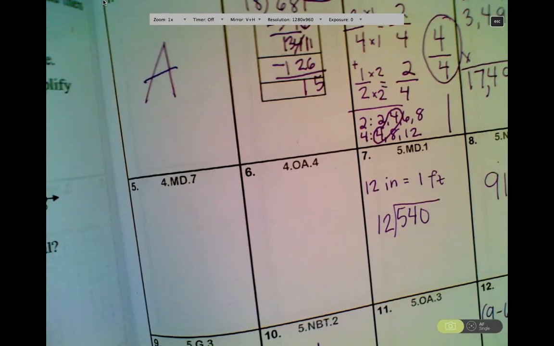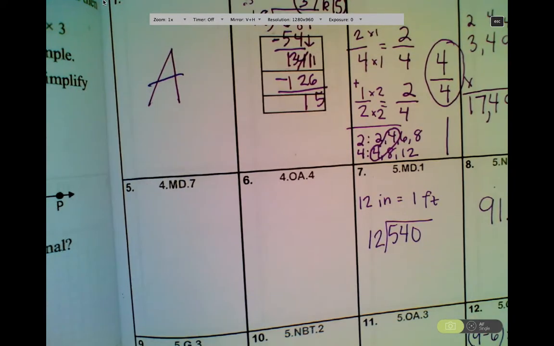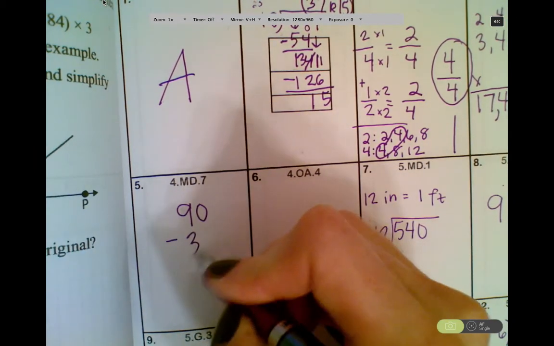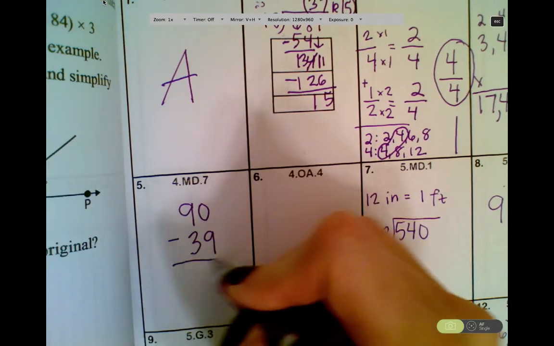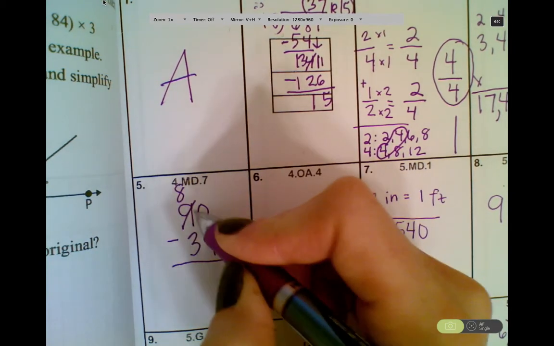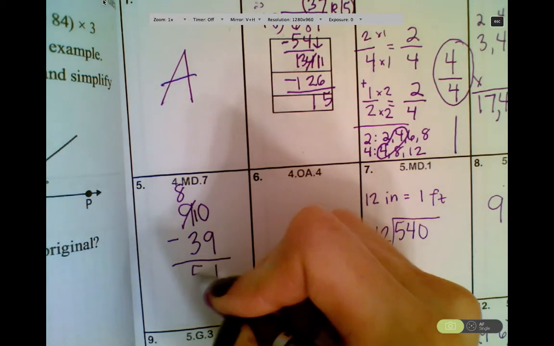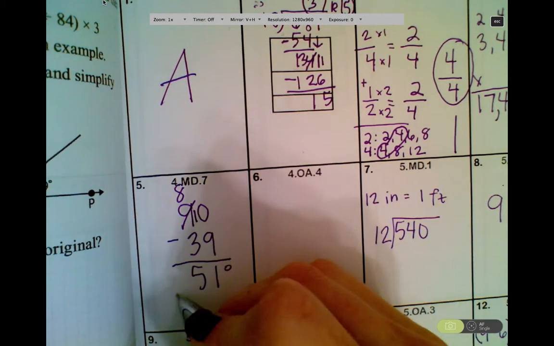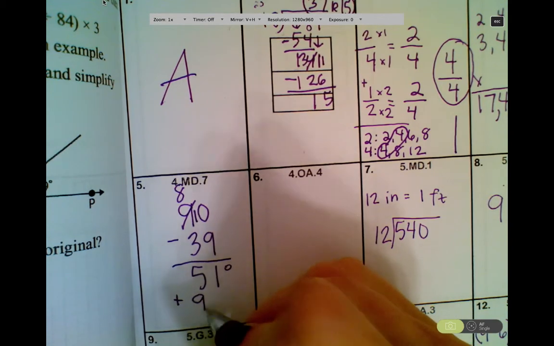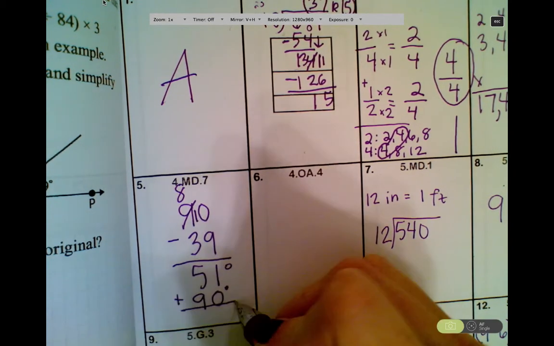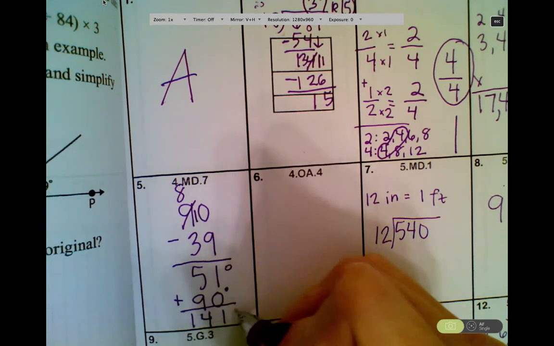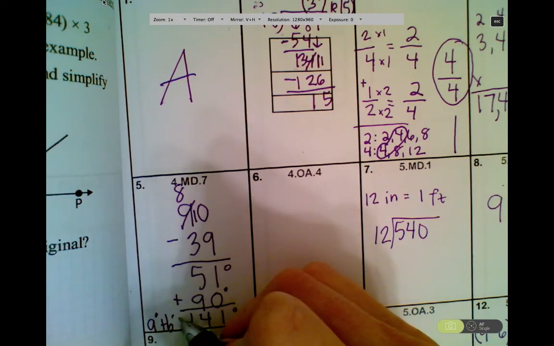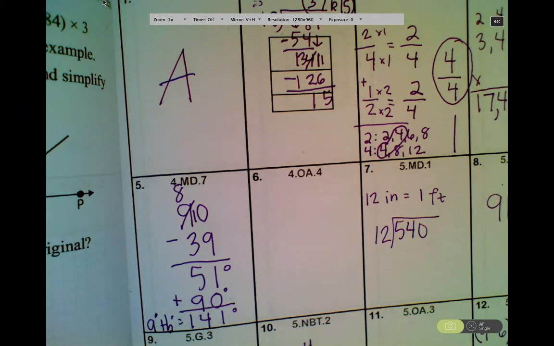In order to figure out what B is, I take 90 degrees, and I will subtract 39 degrees from that, and I get 51 degrees. Now I'm going to add to that what angle A was, which was 90, and A plus B equals 141 degrees.